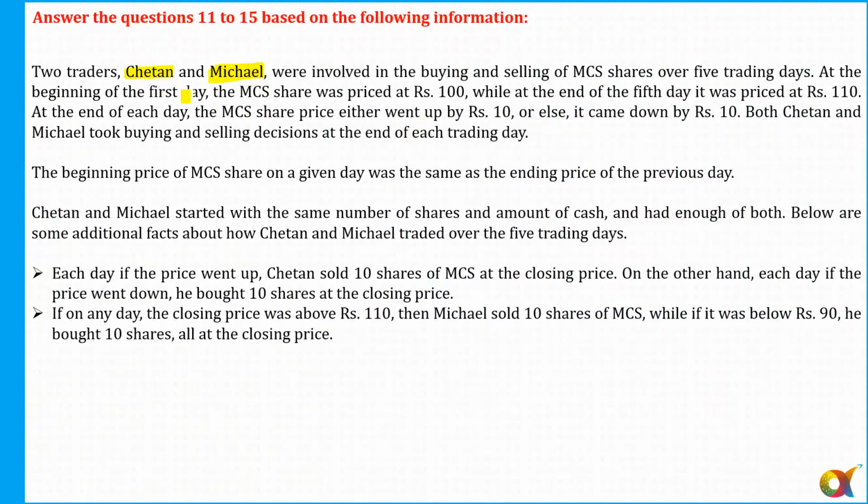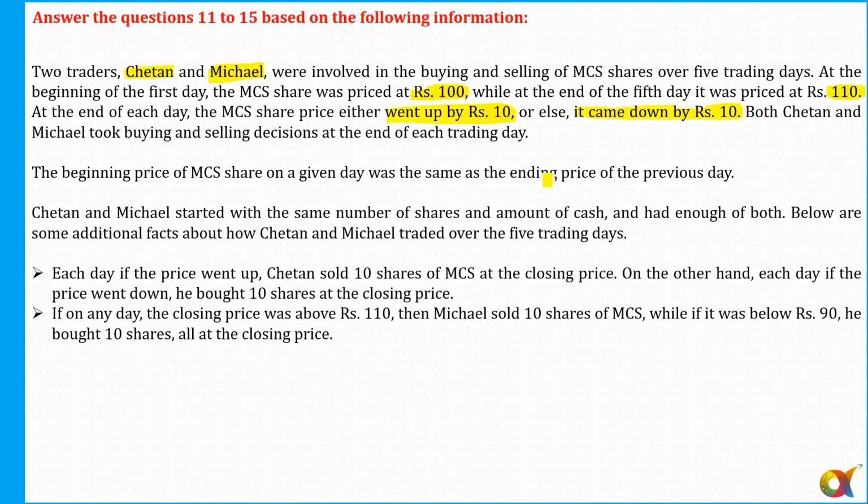At the beginning of the first day, the MCS share was priced at rupees 100. So at the beginning, it is 100, while at the end of the 5th day, it was 110. And at the end of each day, the MCS share price either went up by rupees 10 or came down by rupees 10. So there are two possibilities here.